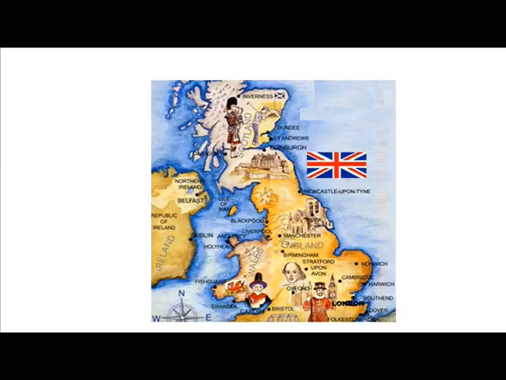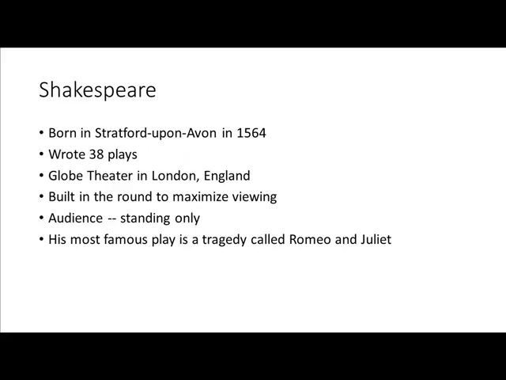He wrote 38 plays and presented most of them at a place called the Globe Theatre, which was especially built for his plays in London, England. It was built in the round in order to maximize viewing. The audience was standing room only, and nobody was seated or comfortable except the Queen when she arrived.